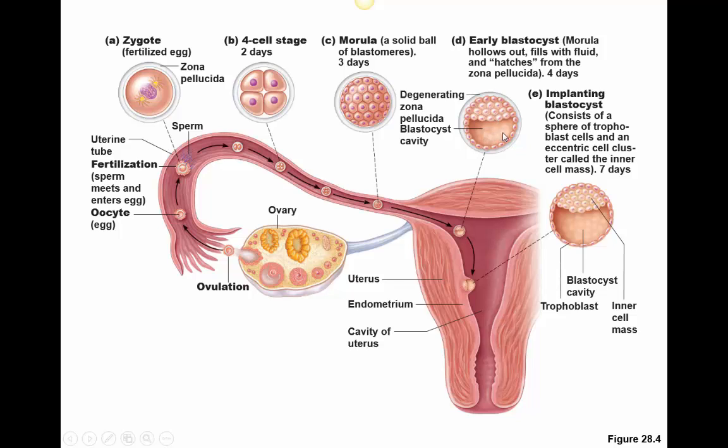So those parts are labeled right over here. The whole structure is called a blastocyst. The outer layer of cells is called the trophoblast, and the inner cell mass is this collection of cells. So when we look at what these structures are going to eventually develop into, the inner cell mass is going to become the fetus, and the trophoblast is going to become the placenta as it implants into the uterus.